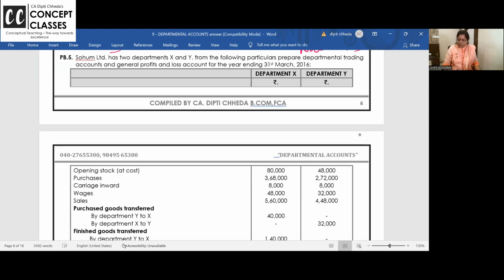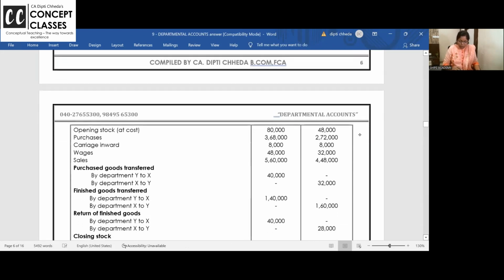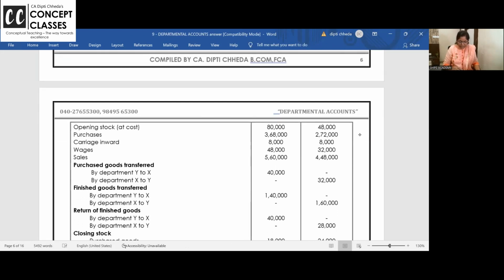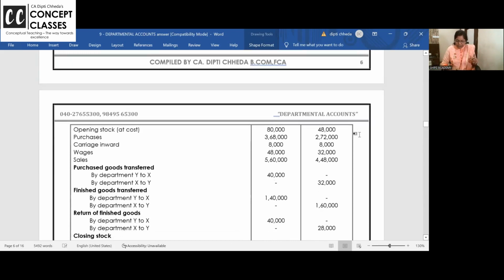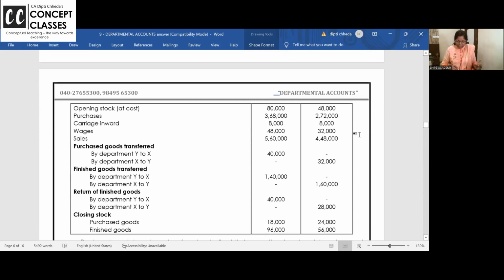Soham Limited has two departments X and Y. Opening stock, purchase, carriage inward, wages, sales, all is given. Now, purchased goods transferred. You know what is purchased goods transferred? That is, I purchased it from market and I have transferred to you. In that there is no loading. And both are doing to each other. So while writing, please write carefully.